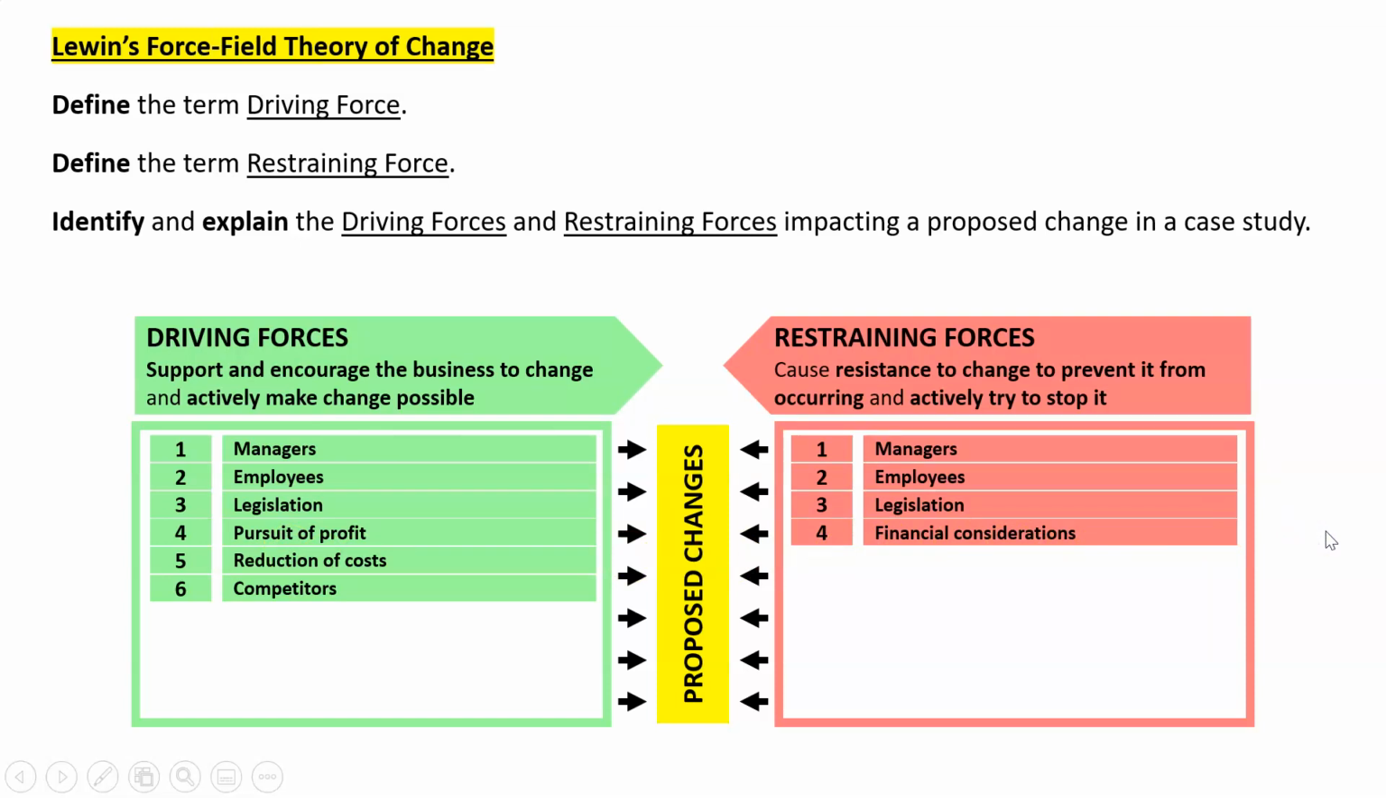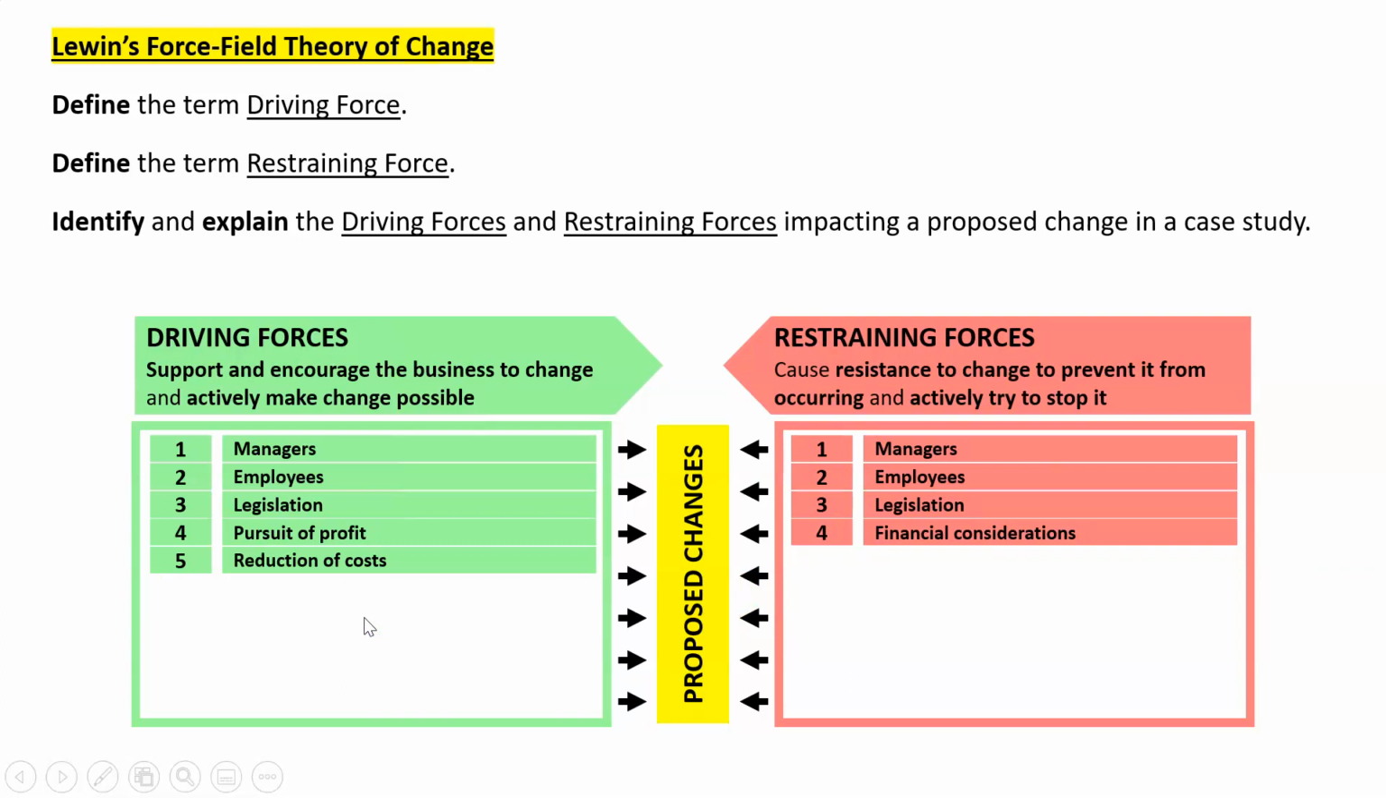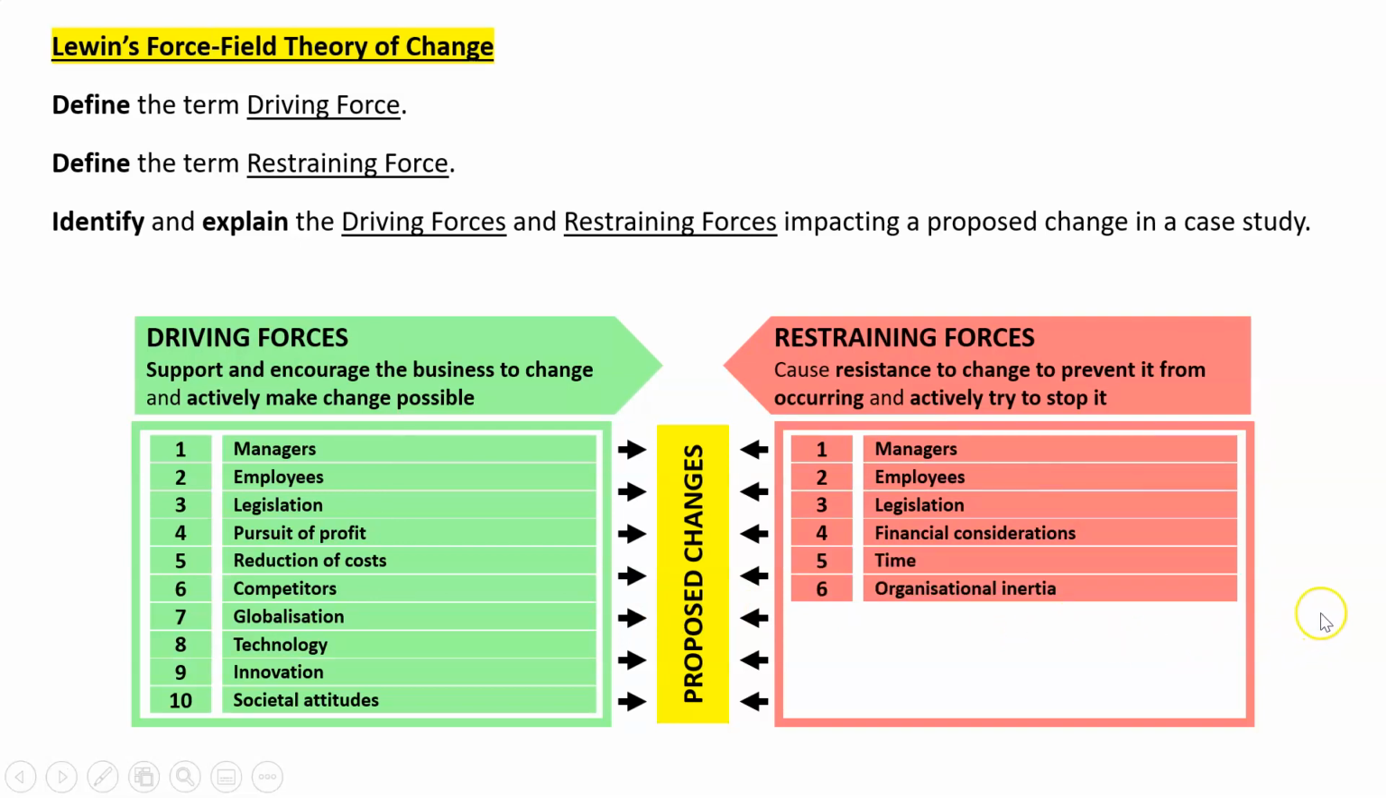Then we've got competitors, globalization, technology, innovation, and societal attitudes. So there, it's a little bit easier to remember. Once you take out the commonalities, you've only got 5 driving forces to remember. And over here, that just leaves 2 restraining forces, which were time and organizational inertia.